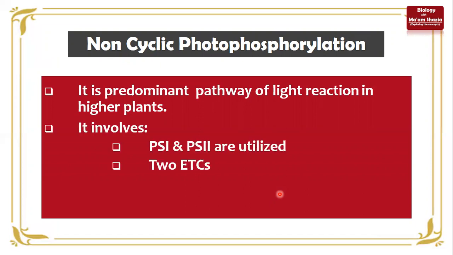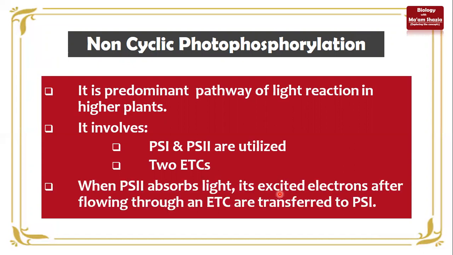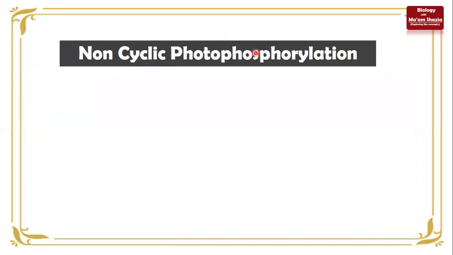Okay. It involves two photosystems, photosystem 1 and photosystem 2. It also involves two electron transport chains. Photosystem 2 absorbs light, as I showed you in the last diagram. It absorbs light in the form of photons. Its excited electrons, after flowing through an ETC, are transferred to photosystem 1. So the movement of electrons from photosystem 2 to photosystem 1 through the ETC is called non-cyclic photophosphorylation.